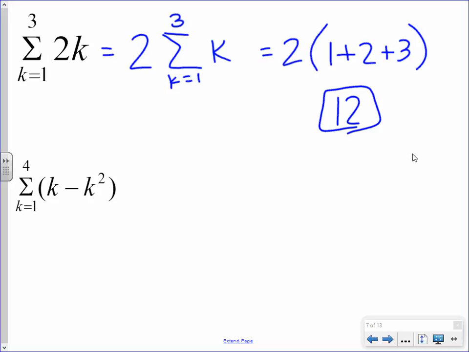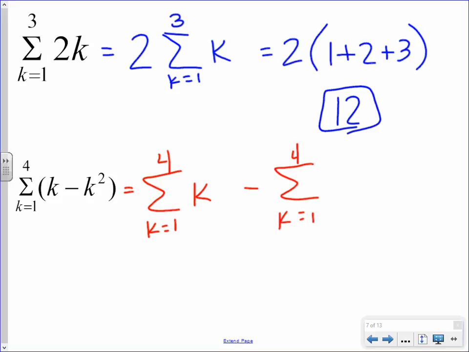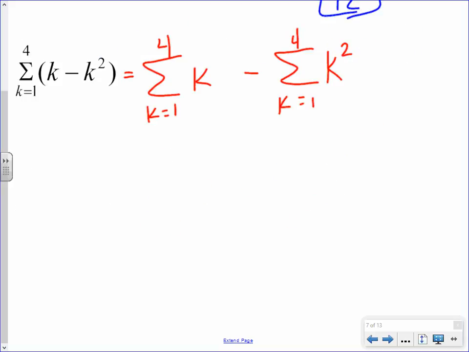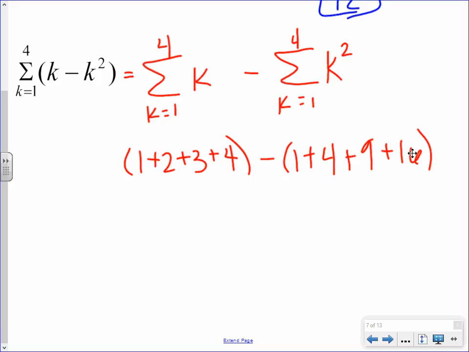Okay. What we can do here is we can split this up to the sum from k equals 1 to 4 of k minus the sum from k equals 1 to 4 of k squared. Excuse me, k squared. Okay, so the sum from 1 to 4 of k is 1 plus 2 plus 3 plus 4 minus the sum from 1 to 4 of k squared is 1 plus 4 plus 9 plus 16. We're subtracting, correct? So the 1 minus 1, 4 minus 4 cancel. And we have 5 minus 25.